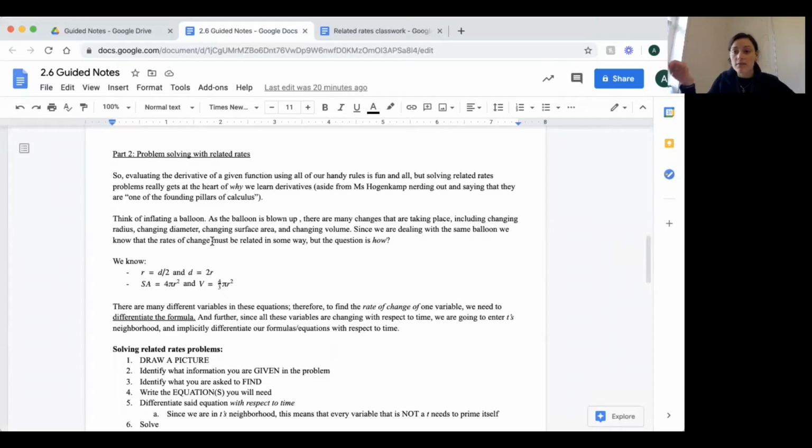Again, same thing as with the tank draining water. As we blow up the balloon, we're going to have an increase in surface area. We're going to have an increase in volume.